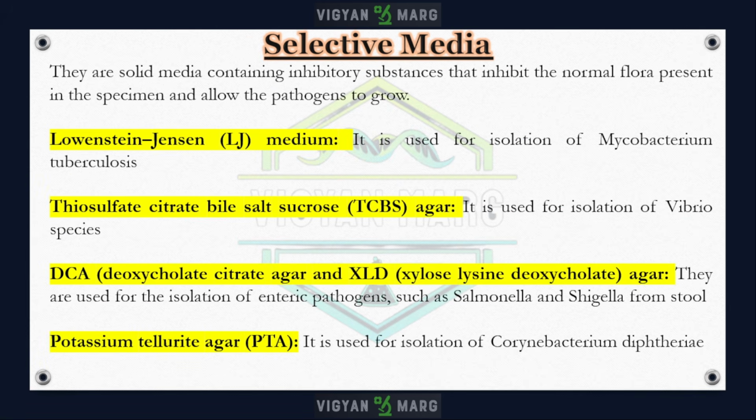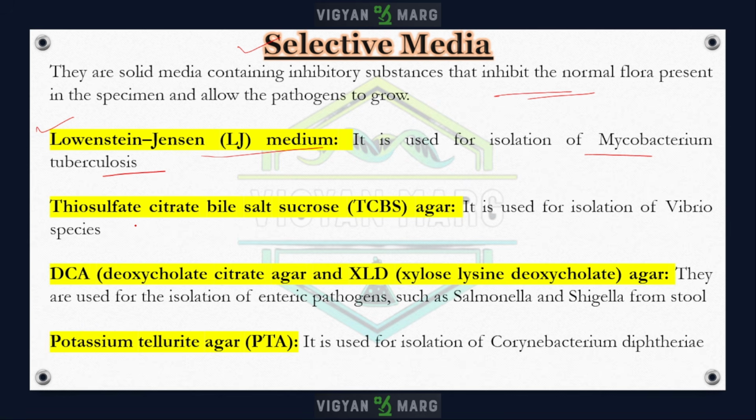So next is selective media. Selective media are designed so that only certain bacteria can grow, and hence the name selective. Certain bacteria grow on it, while others are inhibited by specific substances present in the medium. For example, Lowenstein Jensen medium is used for Mycobacterium tuberculosis. It contains malachite green and other components that inhibit contaminants while allowing slow growing Mycobacterium tuberculosis.